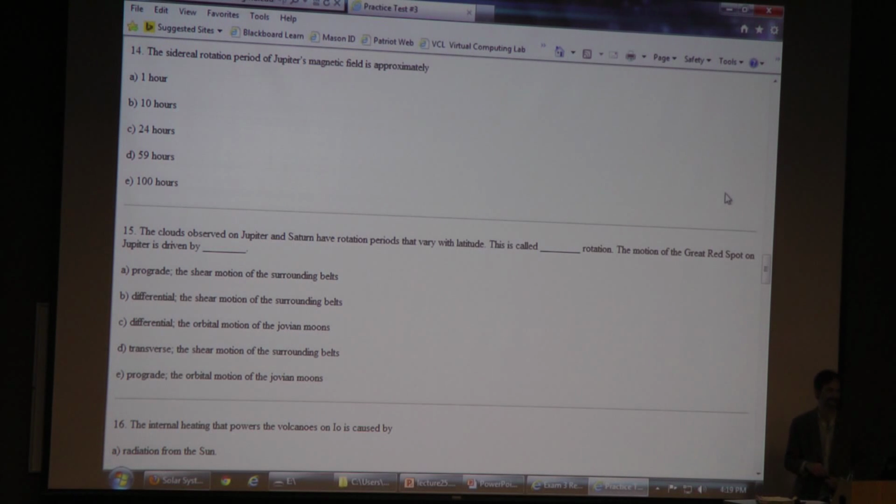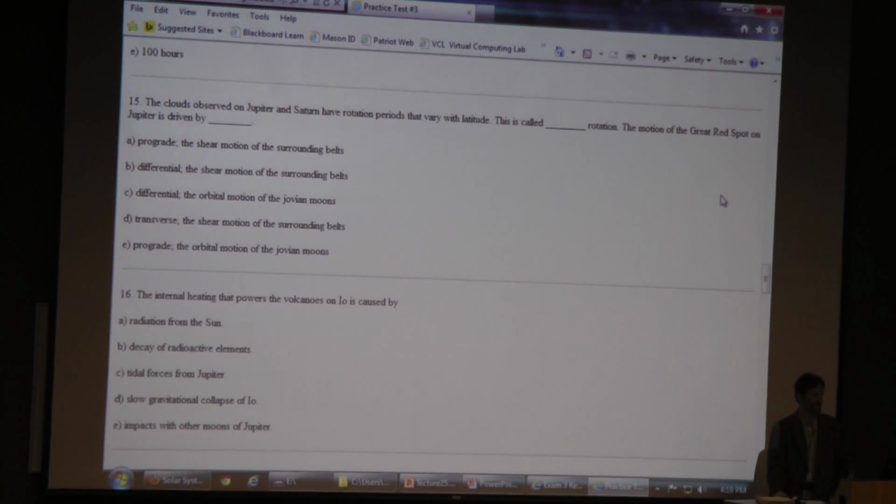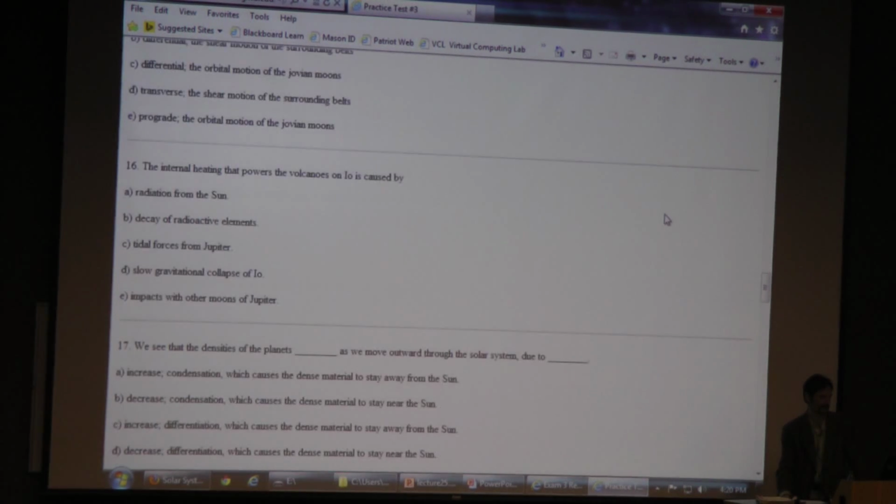Okay, so here, rotation period, Jupiter's magnetic field. 10 hours. Big planet that rotates much faster than the Earth does, hence why we have these strong magnetic fields. Okay, clouds observed on Jupiter and Saturn have rotation periods at various latitudes. What kind of rotation is that? Differential. So it's differential, so that narrows it down to B or C. The motion of the Great Red Spot on Jupiter is driven by pure motion, so it would be B, the correct answer here.